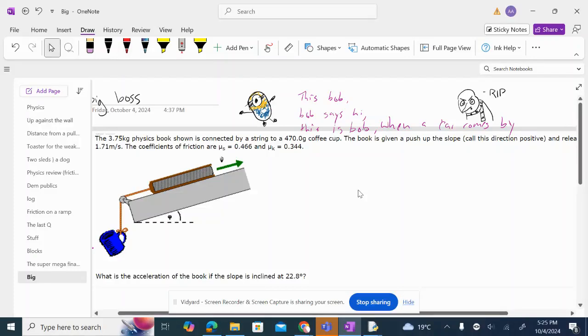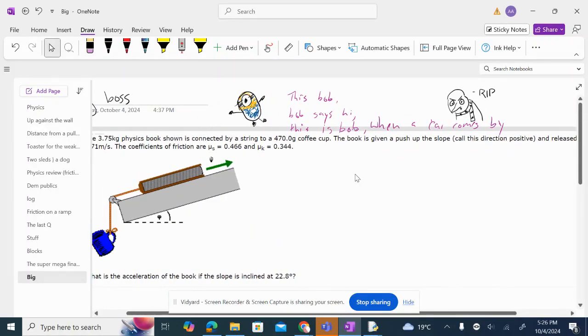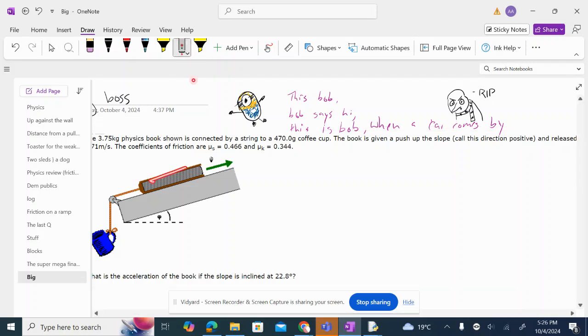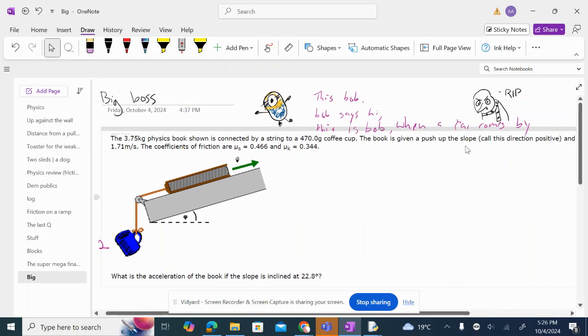All right, we have a question and it says the 3.75 kilogram physics book shown is connected by a string to a 470 gram coffee cup. The book is given a push up the slope, and we're going to call this direction positive. So this is going to be that direction. It's going to be positive. And released with a speed of 1.71 meters per second. The coefficients of friction are the coefficient of static, which is 0.466, and the coefficient of kinetic, which is 0.344.